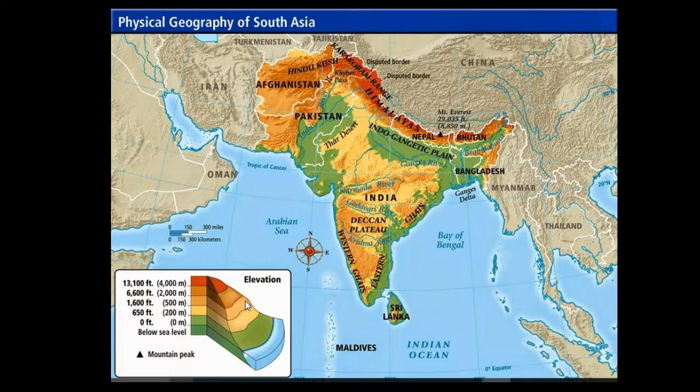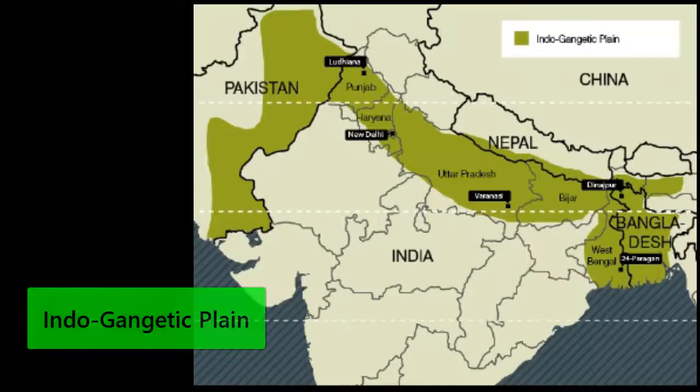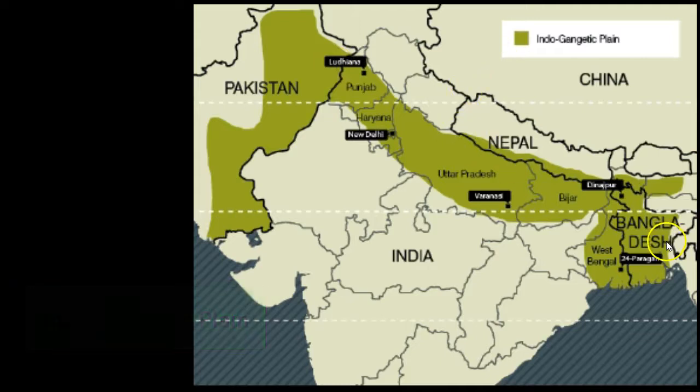of the world. As a matter of fact, we're going to be focusing almost entirely on only one part of South Asia, the Indo-Gangetic Plain. That is the area that encompasses where the Indus flows and where the Ganges flows.